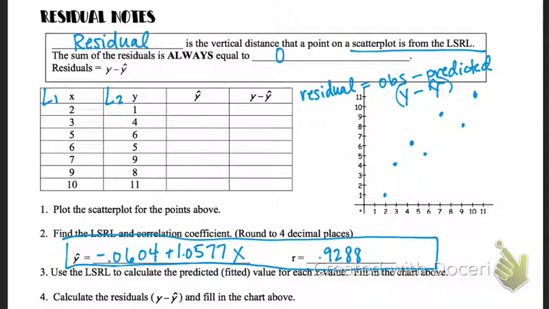So my y-intercept is negative 0.0604 plus 1.0577x. And my correlation coefficient is 0.9288. If I were to estimate what this line would be, I would say it probably looks something like this, but I'm not as accurate. It has about a 1 slope and a negative 0.06 y-intercept.